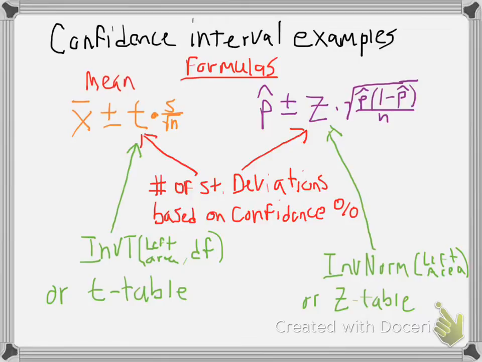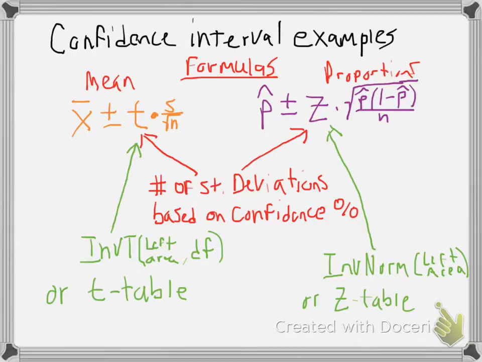And the formula on the right in purple is for estimating percentages or proportions. P hat plus or minus z times the square root of p hat times 1 minus p hat over n. So that's for estimating proportions. Those are the two main types of data that we see in Intro to Stat: quantitative, which is means, and qualitative, which is proportions. And we want to estimate both of them using these formulas.